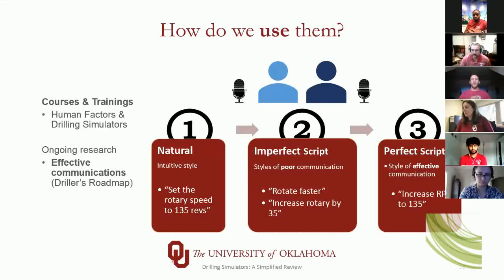In a third experiment, we're actually giving them a script. We're saying, hey, do exactly this. So instead of the ambiguous, now we're saying increase the RPM to 135. And what we've seen is that in all of the results, everyone's accomplishing the task, and they're doing it much faster and in an efficient way.